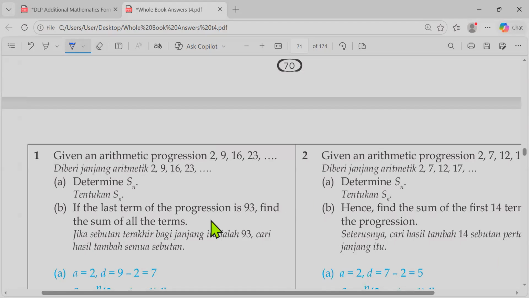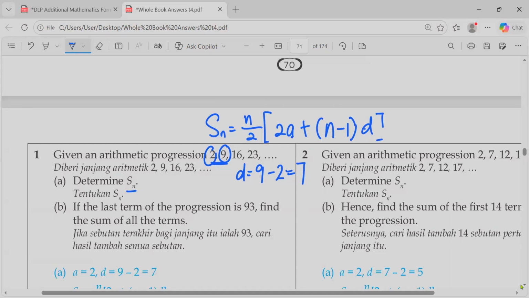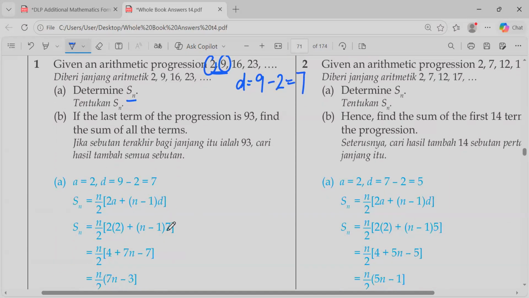Okay, look at the next question. Find the Sn. So recall the formula: Sn equals n over 2 times (2a plus (n minus 1)d). The first thing, a is 2. d is the current term minus the term before, I will get 7. You just substitute 7 for d and 2 for a, so you will get Sn. Substitute 2 and 7 and then expand it one by one.